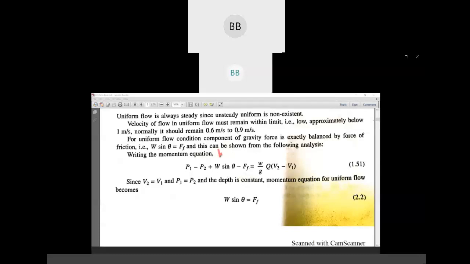From here it will be left out as W sine theta minus friction factor is equal to 0. As this is 0, V2 minus V1, if it is the same, it will be 0. Then 0 multiplied by this, again it will be 0. So on the right hand side it will be 0. On the left hand side, this will be cancelled out. What will be left is W sine theta minus friction factor. Or you can also say that W sine theta is equal to friction factor for uniform flow.